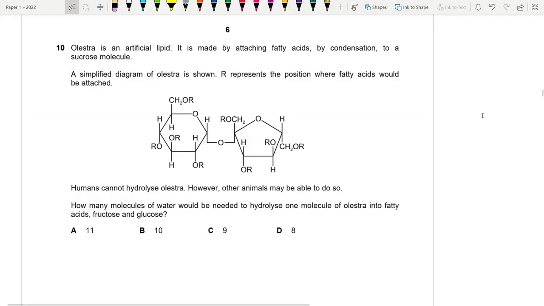Olestra is an artificial lipid. It is made by attaching fatty acids by condensation to a sucrose molecule. A simplified diagram of Olestra is shown. R represents the position where fatty acids would be attached. Okay. Humans cannot hydrolyze Olestra, however, other mammals may be able to do so. How many molecules of water would be needed to hydrolyze one molecule of Olestra into fatty acids, fructose, and glucose?